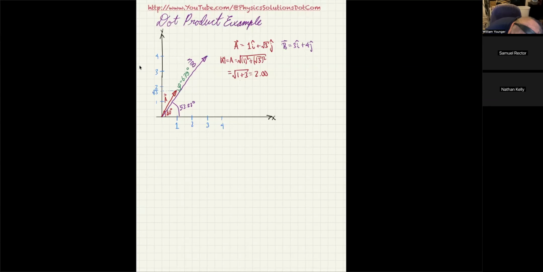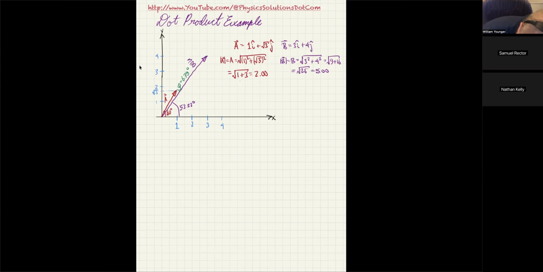We're also going to find the magnitude of B, which is given by B, and the absolute value bars are just plain B like this. This is going to be the square root of 3 squared plus 4 squared, which equals the square root of 9 plus 16. And of course, that means it's the square root of 25, but the square root of 25 is 5.00. So that's our magnitude.